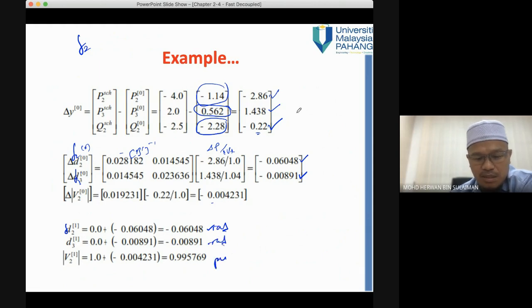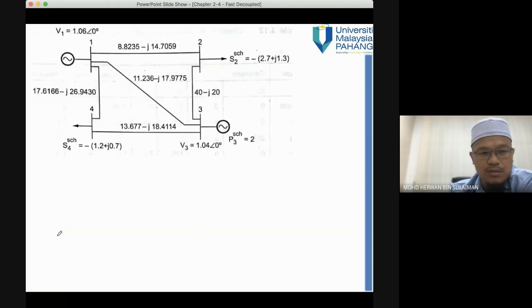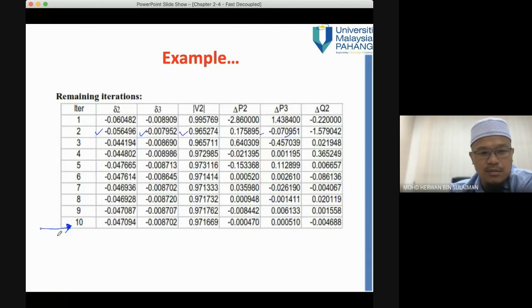Ni for the first iteration and then you repeat for the second iteration. So you akan dapat value lah. So this one is for the second iteration. This value, delta P. And then kalau tengok sini until 10 iteration. So boleh cuba lah. You boleh cuba nanti. Ada soalan?